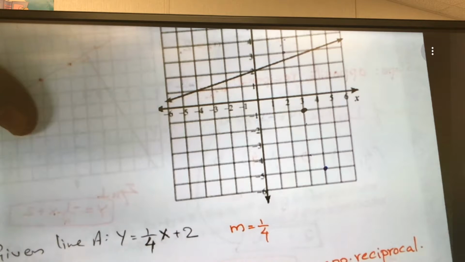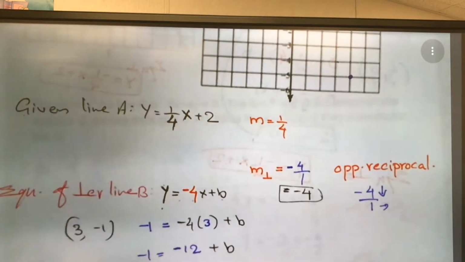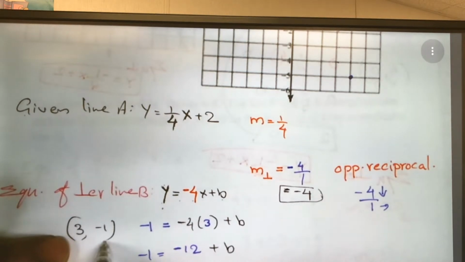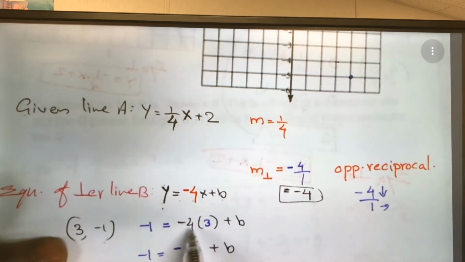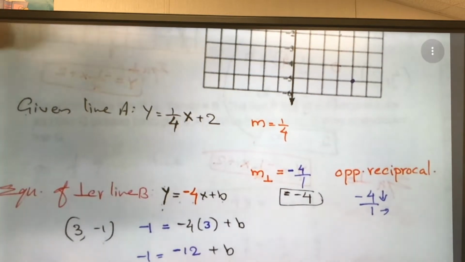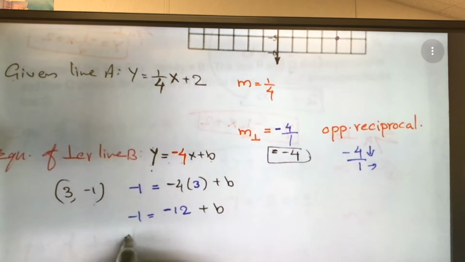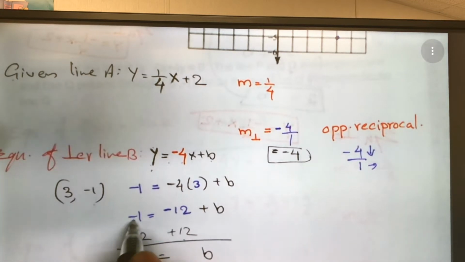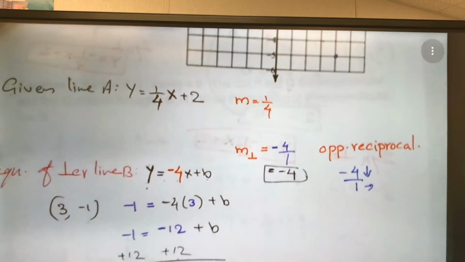I'm sorry you could not see that one. So I have y is equal to negative 4x plus b. So we have to figure out the b and plug in x and y. So negative 1 is equal to negative 4 times 3 plus b. To solve for b, I'd add 12 on both sides. Negative and positive 12 becomes 0, so I am left with the b. Negative 1 plus 12 is positive 11. So now I have the b is positive 11.